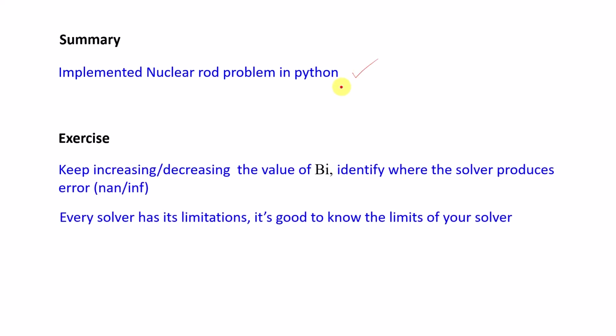For your exercise, when you solve this problem, you change the value of Bi and you identify when the solver produces error. Every solver will have its limitation, but it is good to know the limits of your solver. To do this exercise, of course, you need to have a code first, and I'll show you how to have that code in the next lecture, but you start writing your code now.